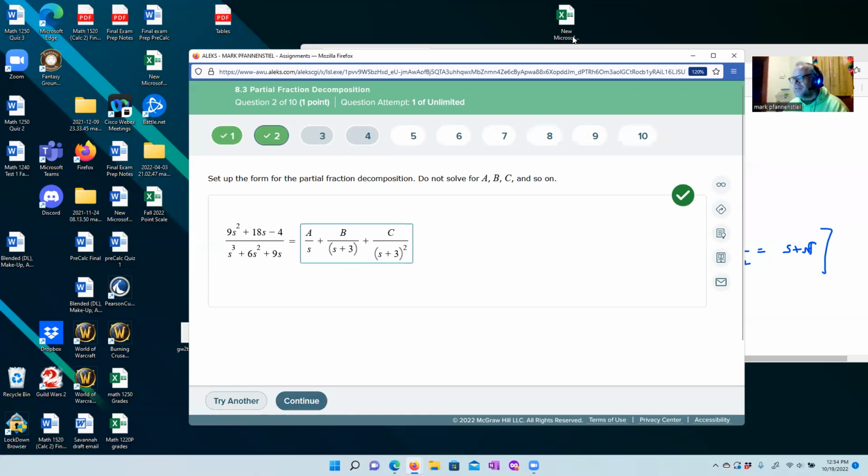Okay, so good luck setting up those things. Don't be misled by the repeated roots. This is still a linear term, so the top is a constant. Okay, it has to be an irreducible quadratic for us to have a Cx plus D over here. Okay, so just be careful about that. That's where they're going to try to trick us up.